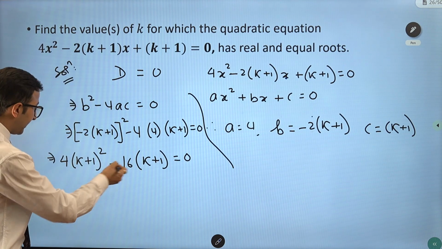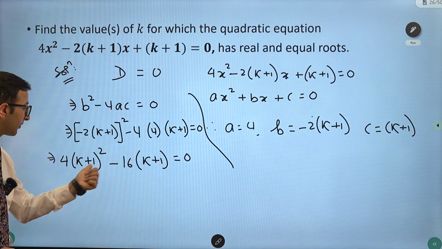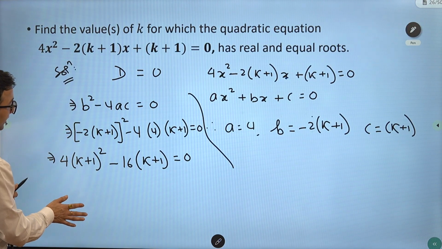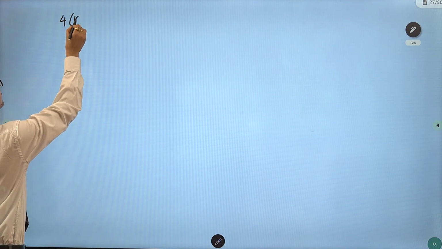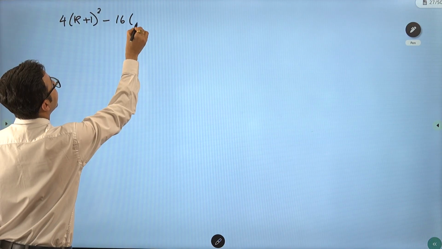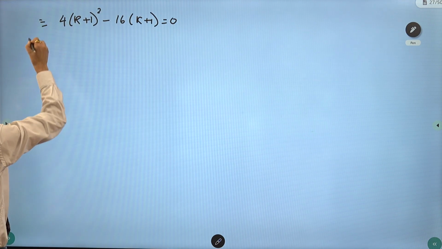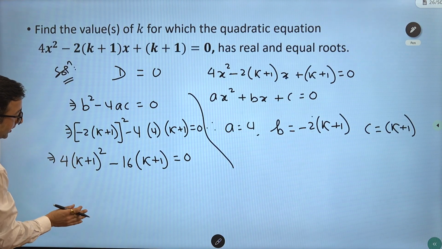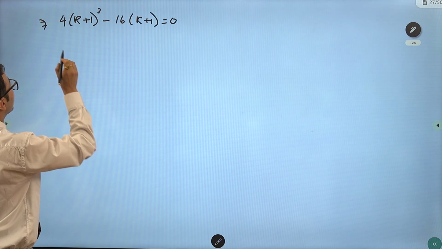Now look at here in this line we can see that 4 is also common between these two terms and k plus 1 is also common. So we will do the same. We will find out this common. 4 times k plus 1 whole square minus 16 times k plus 1 is equals to 0. I am rewriting the equation.